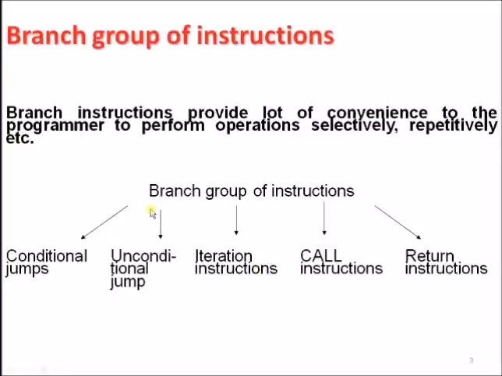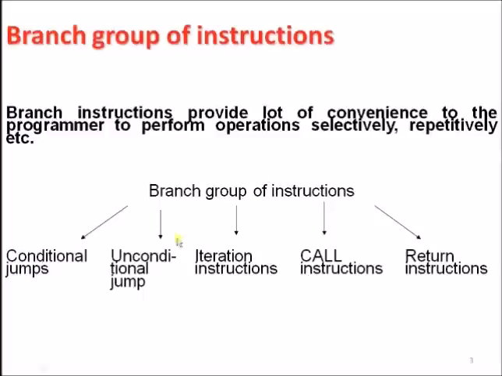Now we have branch instructions. These branch instructions are of 5 types, as you can see here: conditional jumps, unconditional jumps, iterations, call instructions, and return instructions. Why do we use these branch instructions?